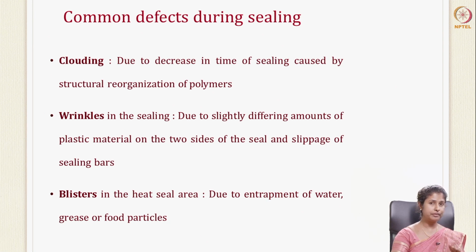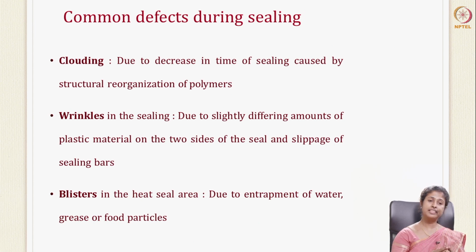Sealing, I told you, is a very important step, and one of the defects is cloudiness. Due to the decrease in time of sealing, caused by the reorganization of polymers, you do not give them enough time, they do not melt to the particular point, they form a cloudiness. It's not completely sealed. Second is the wrinkles in the seal. That again depends on the amount of packaging material you have on two sides, and slipping of the bar. If it is not carefully done, you'll have wrinkles through which the gas might pass through.